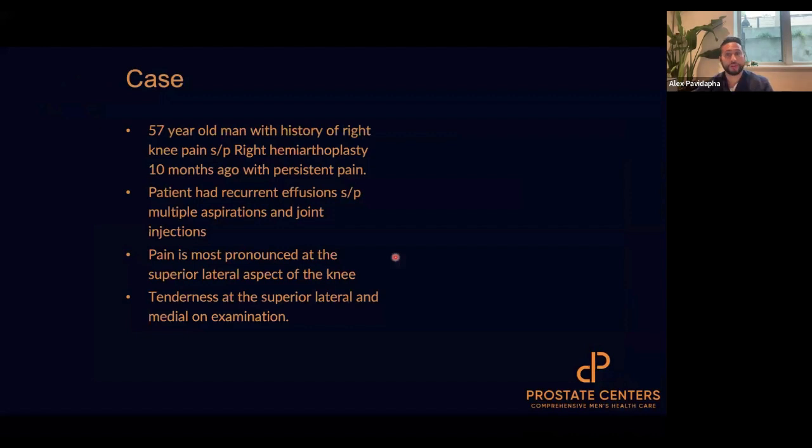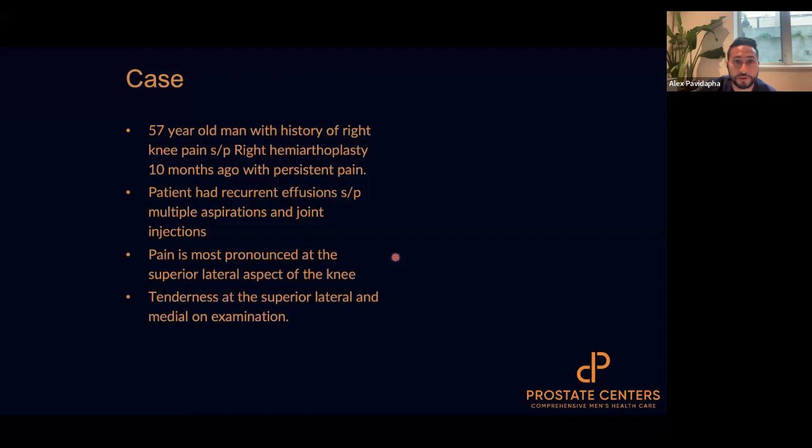So I have an example of a case. This is a 57-year-old gentleman who had already had treatment for his knee OA. He had a right knee hemiarthroplasty about 10 months prior to when we saw him, and he still had persistent pain. And like I mentioned, up to 25%, depending on where you look, can have persistent pain after a knee replacement. The patient still had recurrent effusions and multiple aspirations, meaning we drained the fluid from his knee prior to the procedure.